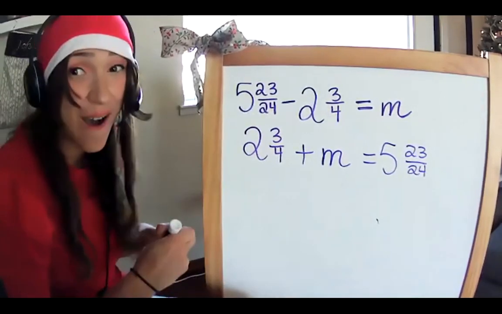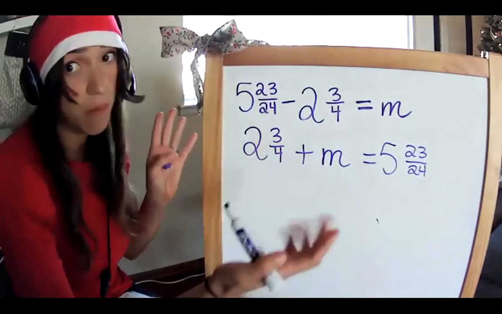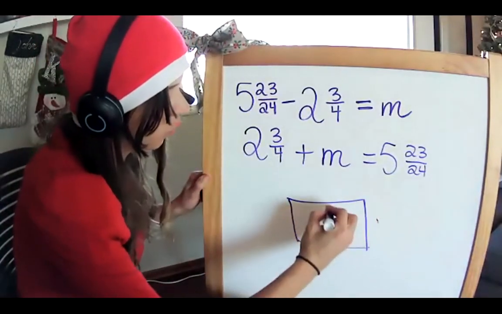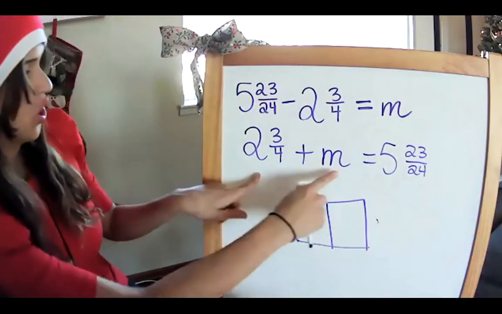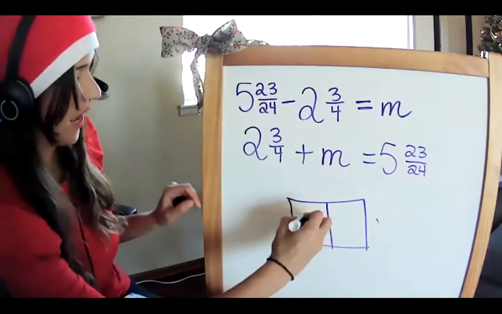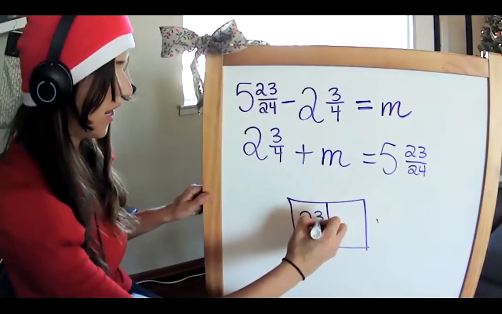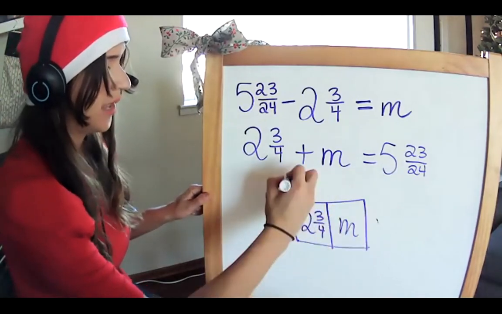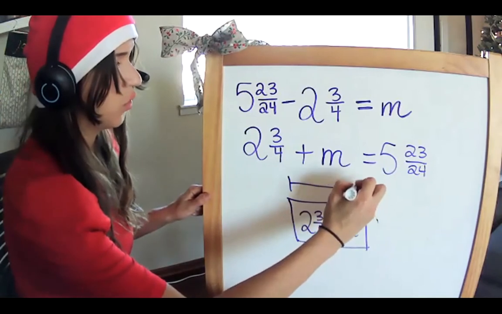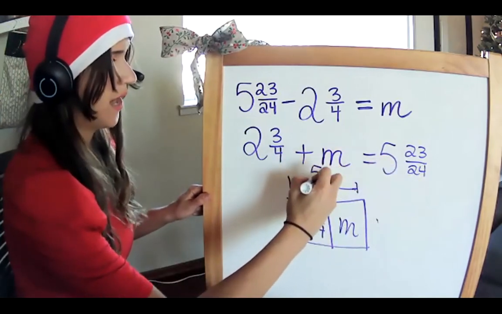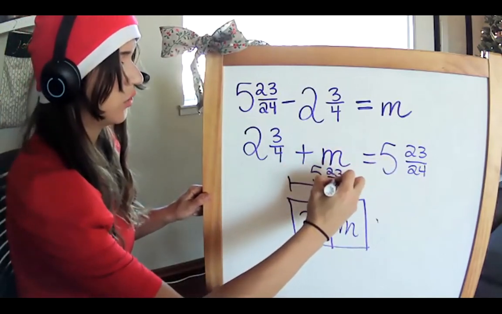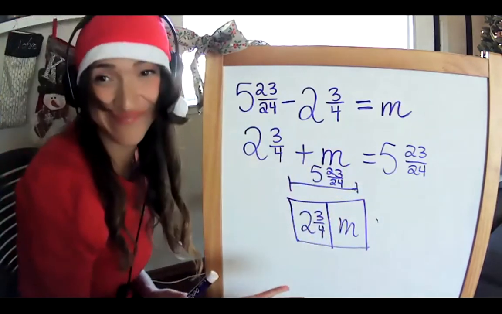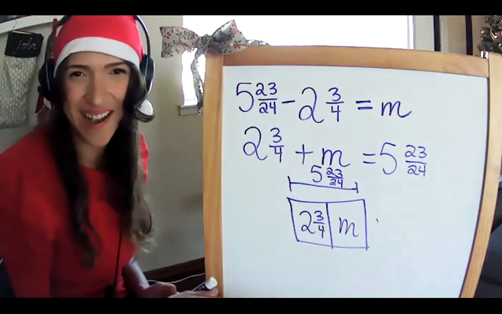Now, all I have to do is plug my numbers into my chart. You have to add these two, so 2 and 3/4 plus m is going to equal 5 and 23/24. Because you have to add it. It's so obvious now. Do you see it now?